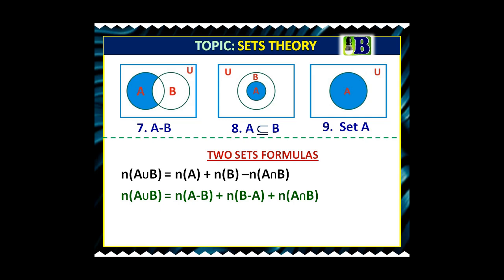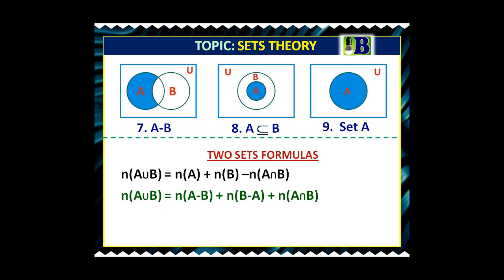So it says the number of set A union B is equal to the number of A minus B. What this means is that the number of elements inside set A only is what A minus B is all about, plus the number of set B minus A, that is to say the number of elements present in B only that are not found in set A. Then let's move along, plus the number of set A intersect B. That is what the other formula is all about.